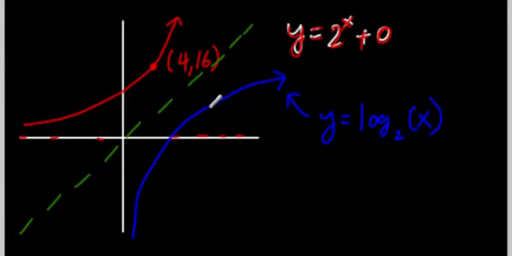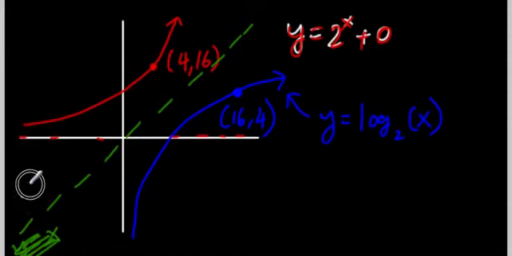Remember, when we do the inverse, all that happens is that the x and y switch. So this point would be reflected that way, and it would be (16, 4), because it's just a reflection across that green line, which is y equals x. I'm just going to write that's y equals x. Or maybe if you can't see that, that's y equals x. So that's the important relationship: exponential functions are inverses of logarithmic functions and vice versa.